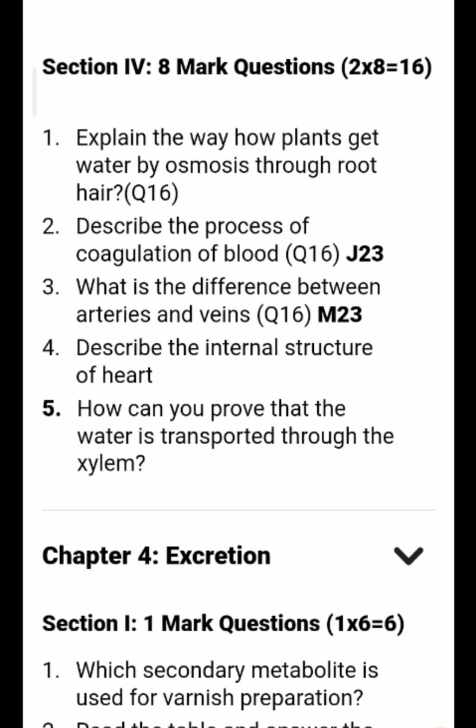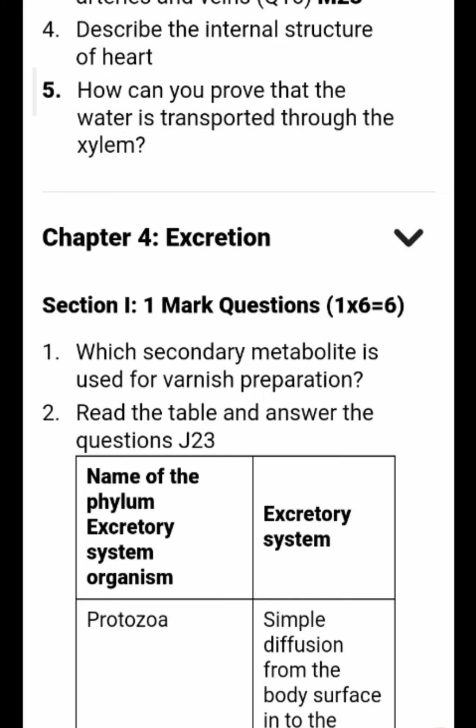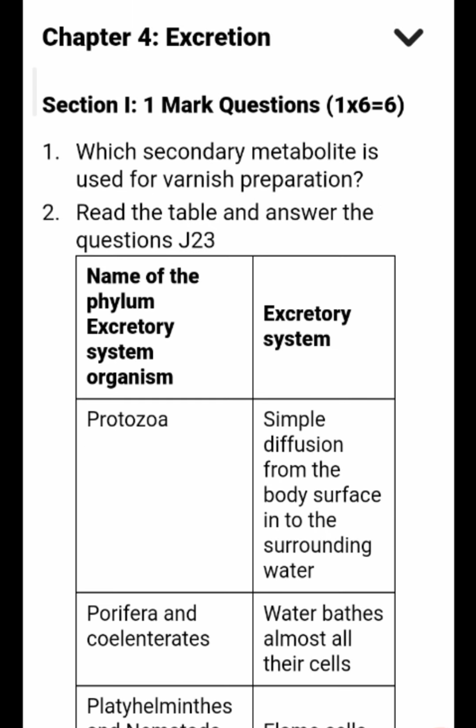Next, describe the process of coagulation of blood. What are the differences between arteries and veins? Describe the internal structure of heart. How can you prove that the water is transported through the xylem? Next, chapter 4, excretion. 1 mark questions.